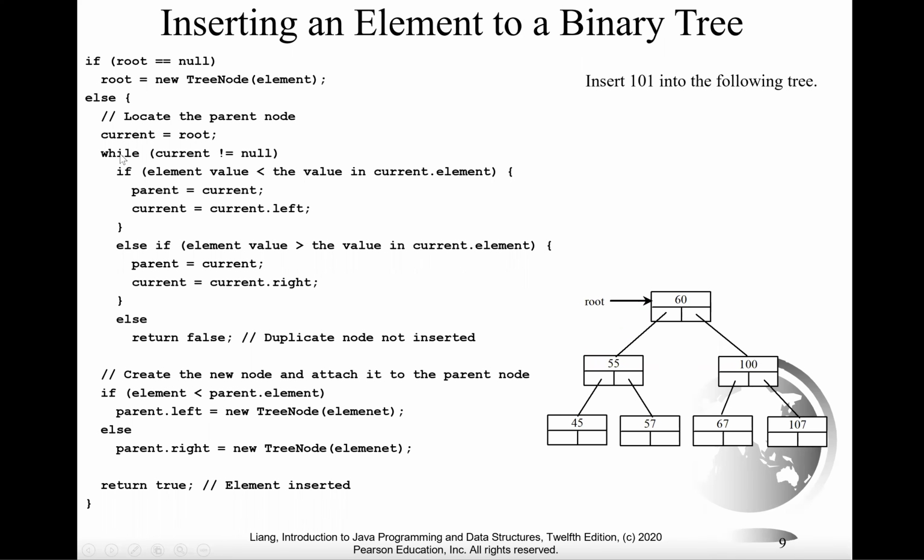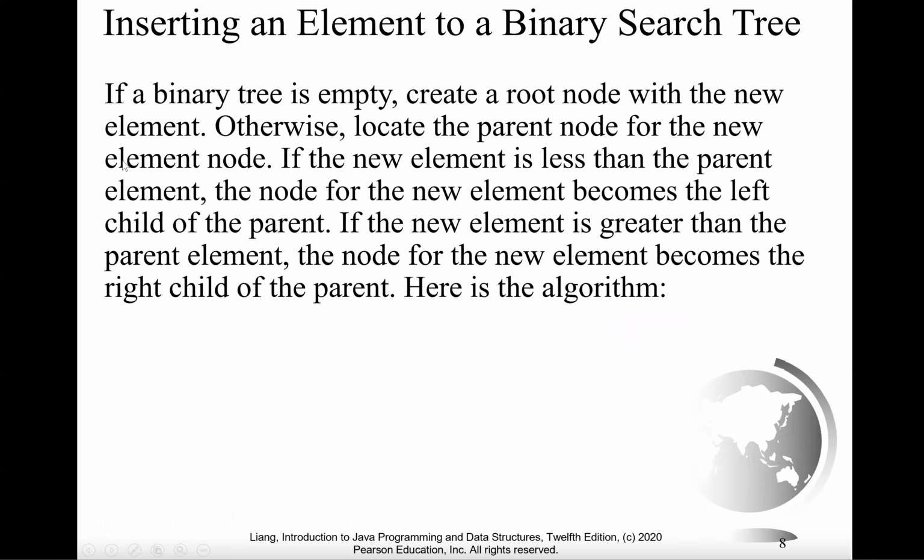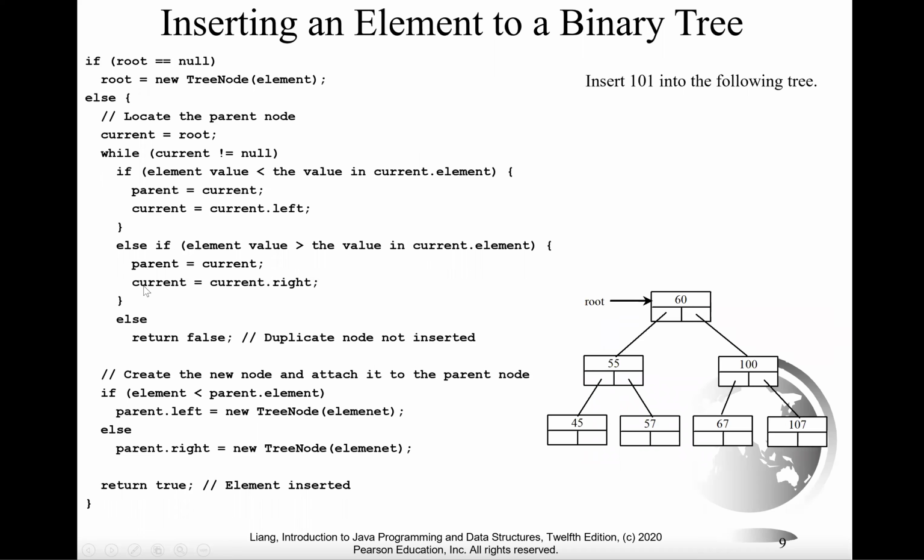This is very much like the previous search algorithm, except that we search while current is not null. We continue, going to the left and right. Now if there's a match, we are going to return false because we assume all the elements are unique. So you are not going to insert anything. Return false means there's a duplicate node.